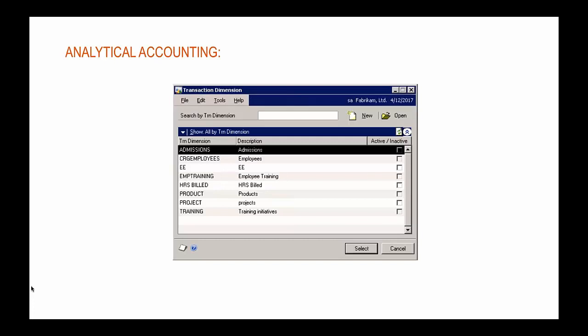So we might say when someone posts a debit to the travel account, we want to know the employee name who traveled. So on the travel account, employee name is required, and employee name is the AA code. We might say we have a marketing trade show GL account, so whenever we use the trade show account, you have to put in an analytical accounting dimension of what trade show it was.